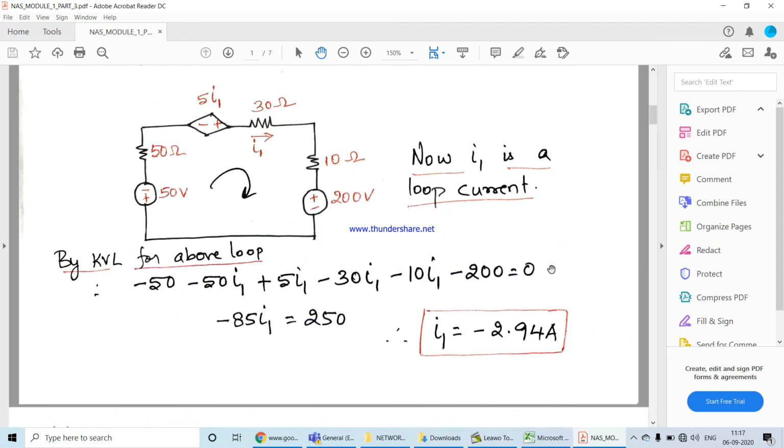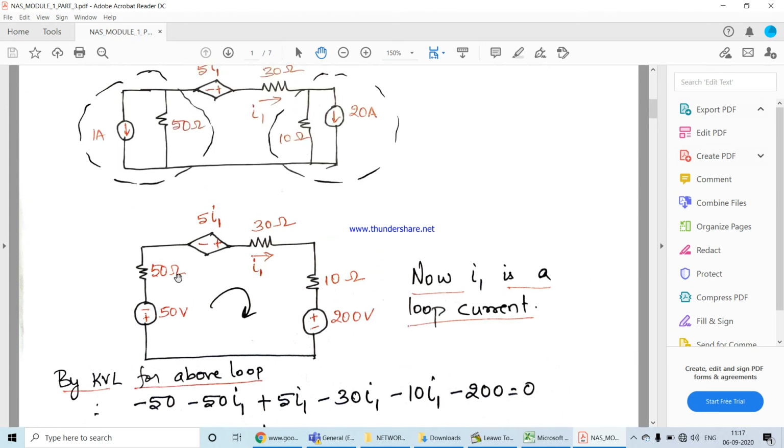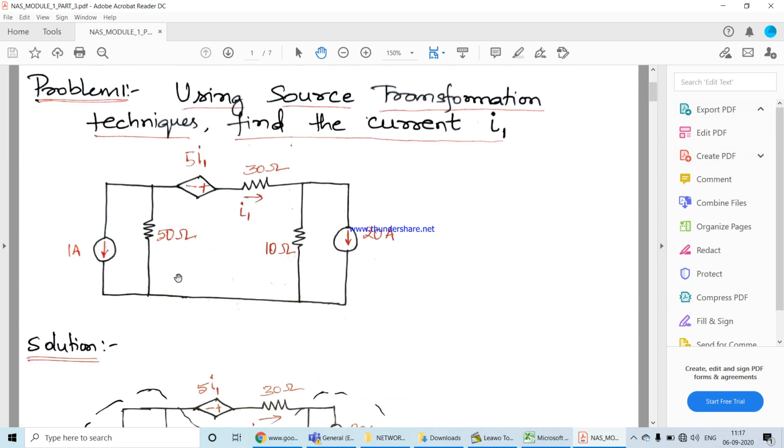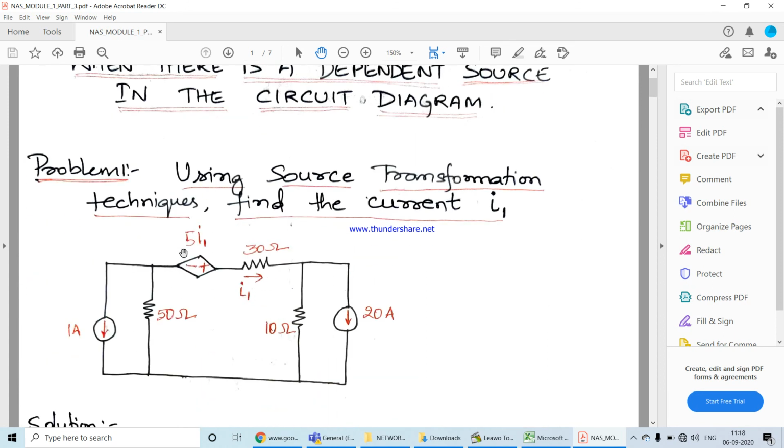So now this is a very simple equation where you take all I1 terms to the left hand side and all other numerical terms to the right hand side, so therefore you get minus 85 I1 equals 250. Finally the current I1 is equal to minus 2.94 amps. So this is how we found the current I1 in this particular problem. So I hope you are fine with this problem.